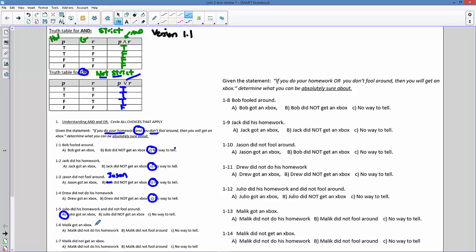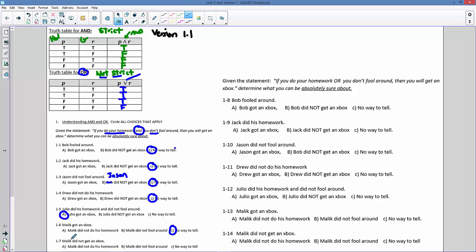Okay, Malik got an Xbox. So he got an Xbox. What does that mean? Well, he may have gotten an Xbox because of this statement, okay? But he may not have. He may have gotten it for a different reason, just like when we did detention in class, where it may be for a different reason. So believe it or not, there's no way to tell what happened here. We don't know any of these things actually happened because he may have gotten an Xbox for a different reason.